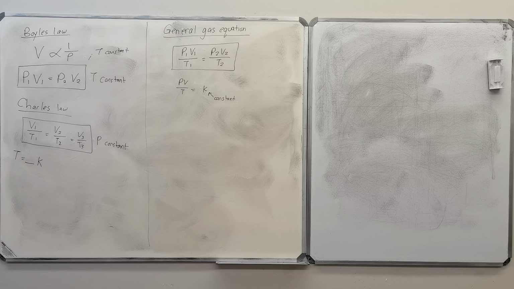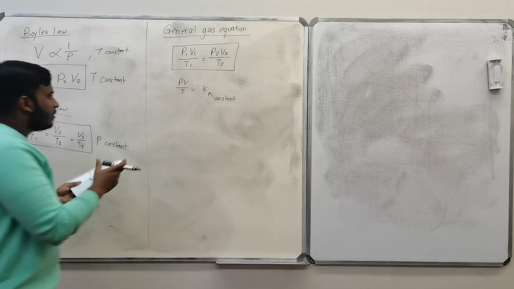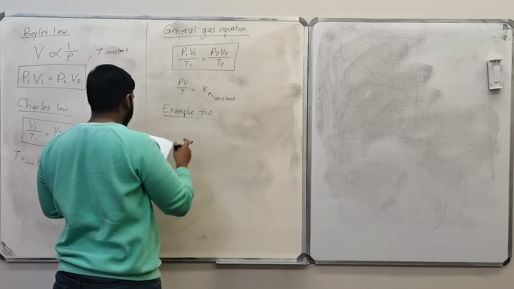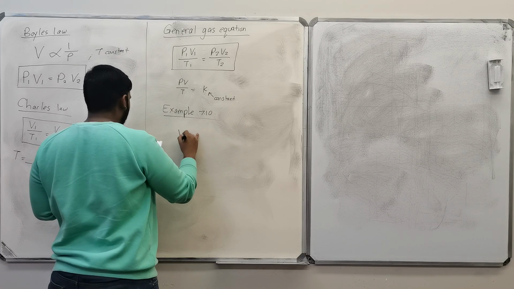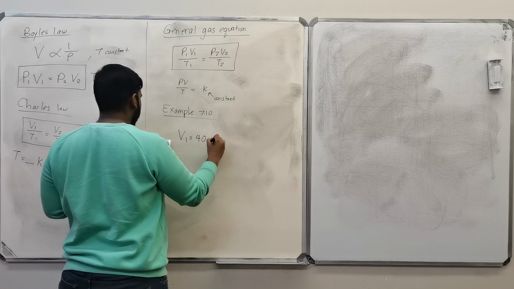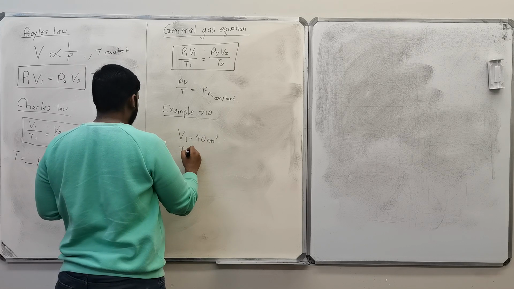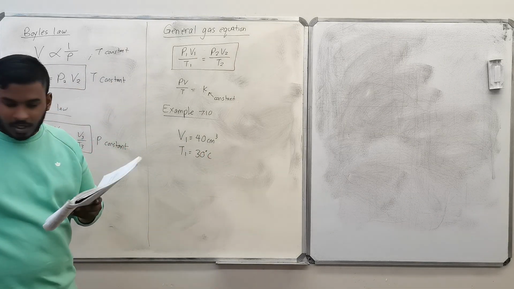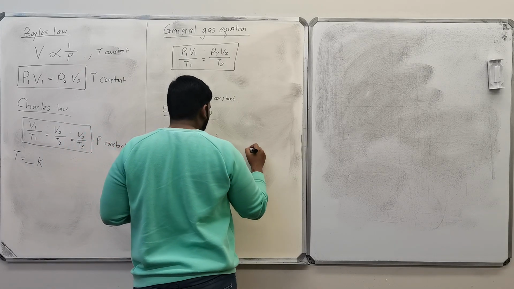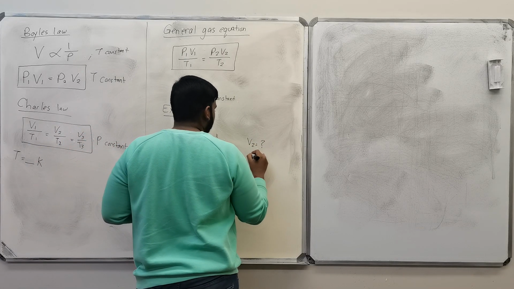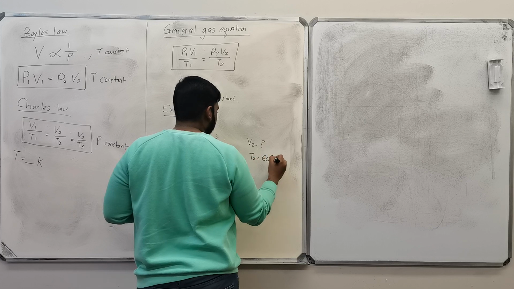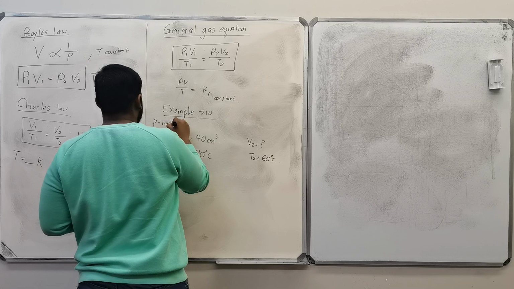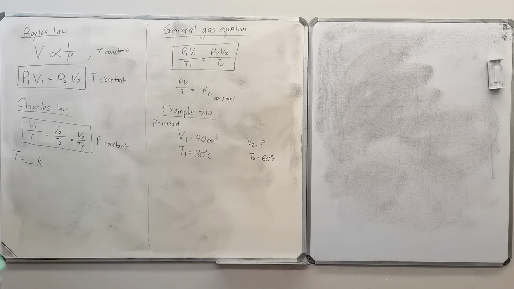So, example 7.10. So example 7.10 says that the volume of a gas is equal to 40 centimeters cubed and a temperature of 30 degrees Celsius. V1, T1. Okay? Then they tell you calculate the volume, so they want to know V2 at T2 of 60 degrees Celsius if pressure is constant. So how would you do that?